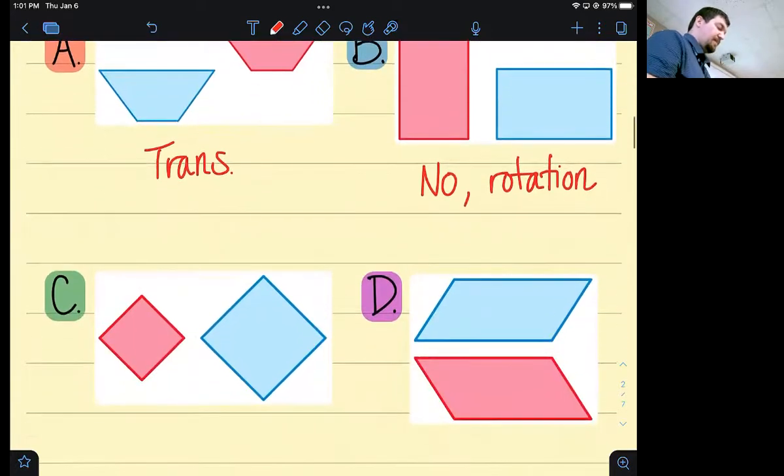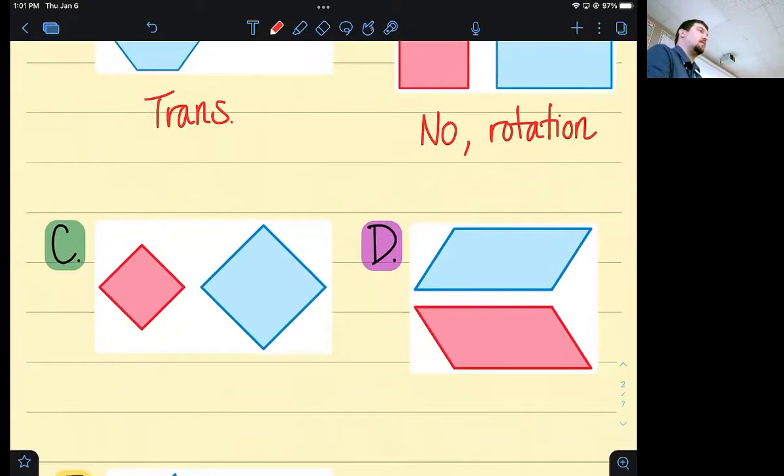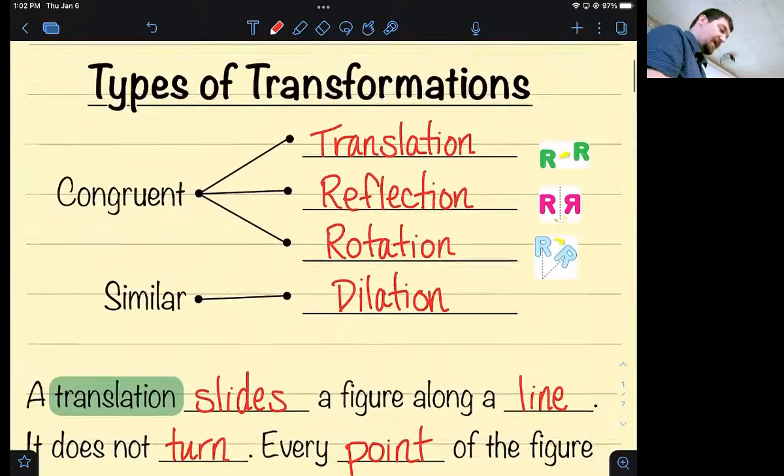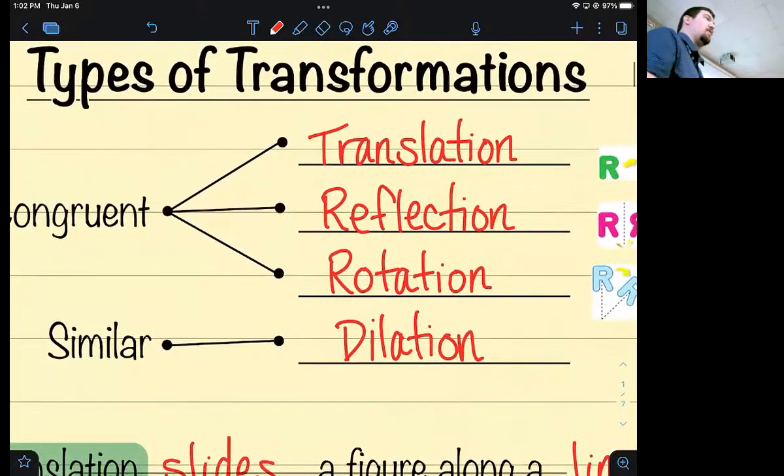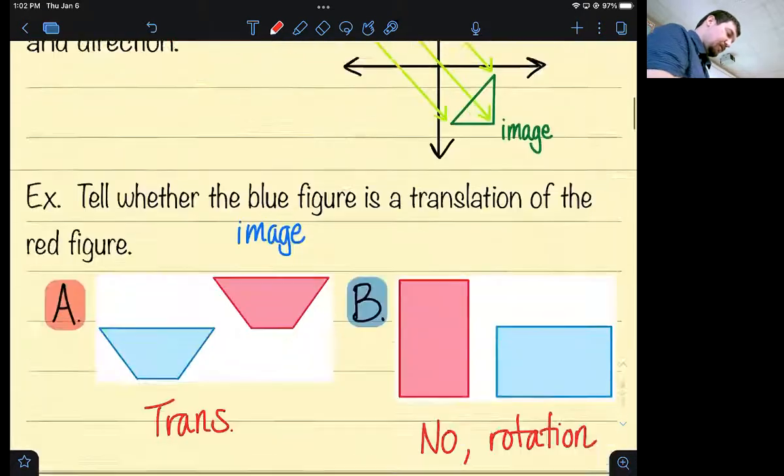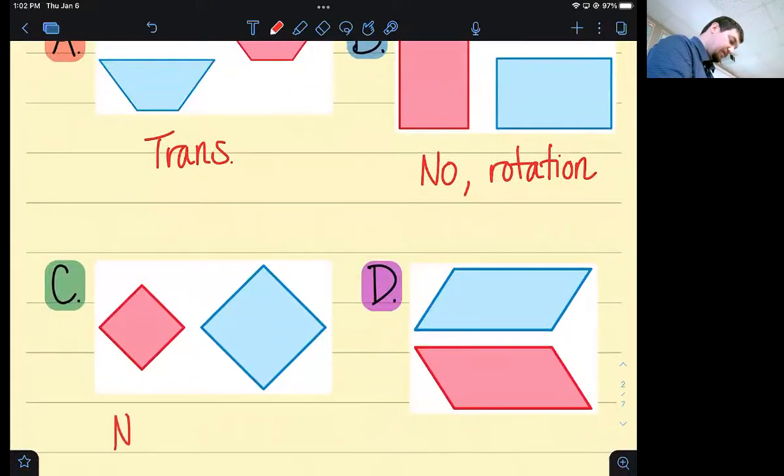What about example C? Is that a translation? Did they just move it over? No, they changed its size, didn't they? And so actually, this would be called a similar transformation. So that would be a dilation. A dilation is going to change an object's size. Congruent shapes are the same shape and same size, but similar shapes are different sizes. So this would not be a translation. It would be a dilation.